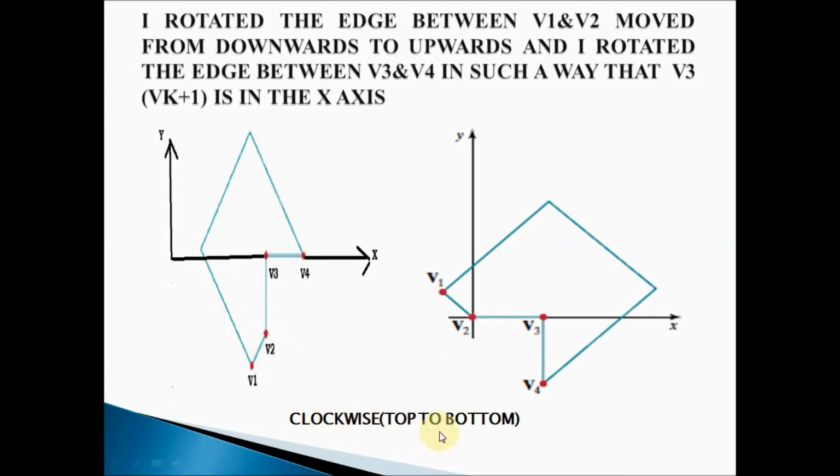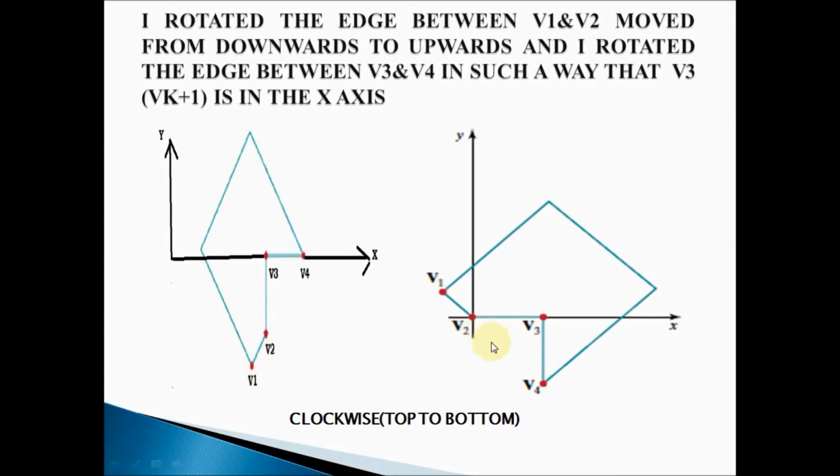Clockwise, that is top to bottom, right? Here I am in the bottom, right? That's why I have to move from bottom to top. But when you start from the top, you have to move towards the bottom. But here in the first stage I am in the bottom, that's why I have to move towards the top. That's why you can see here v2 v1.